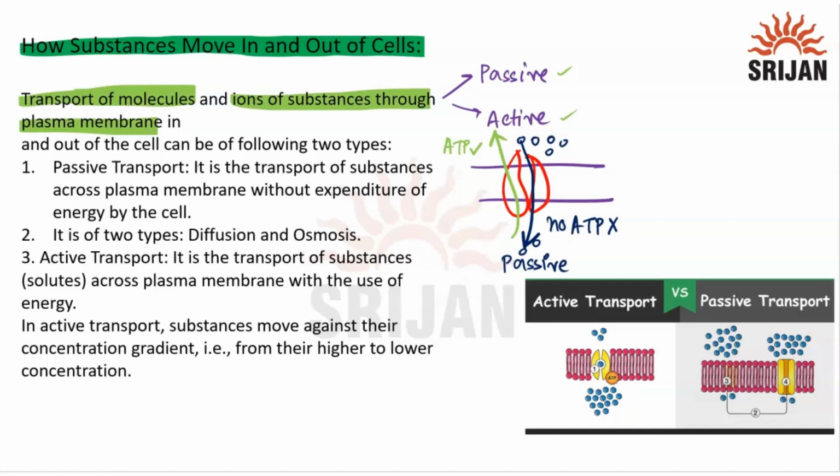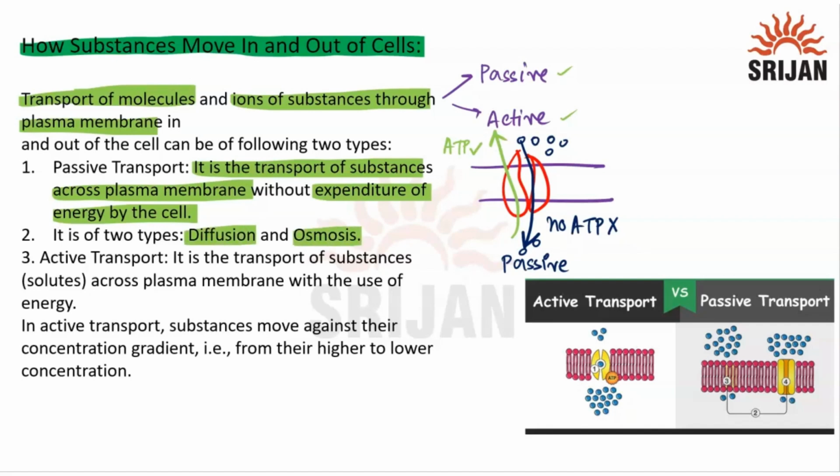So what is passive transport? It is the transport of substances across the plasma membrane without expenditure of energy. That means no push is needed. Things are happening according to the concentration gradient. From high concentration to low concentration, things are coming. It occurs by two processes. One is diffusion, another one is osmosis.